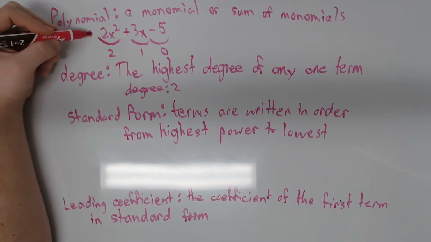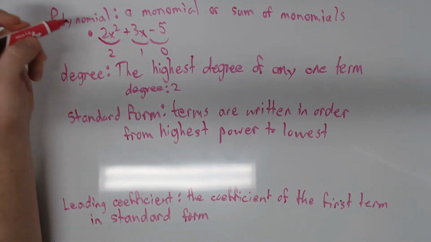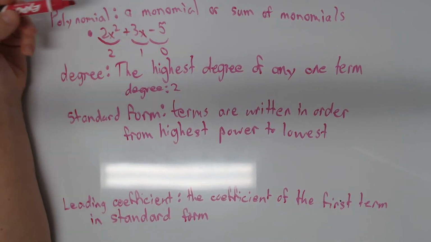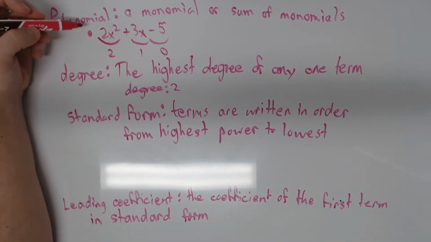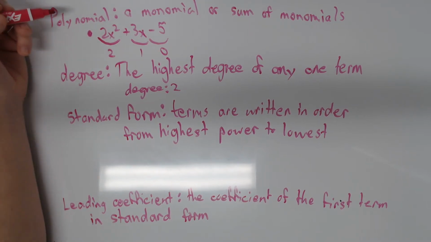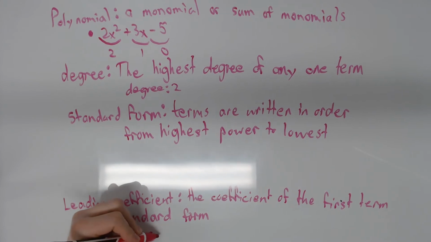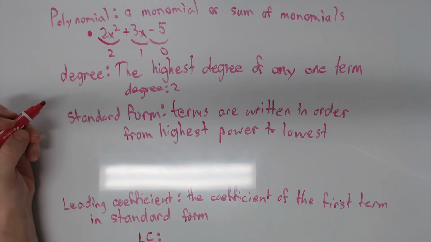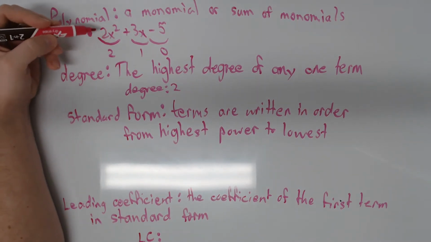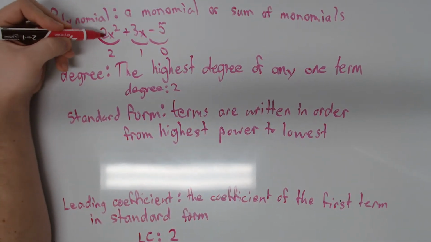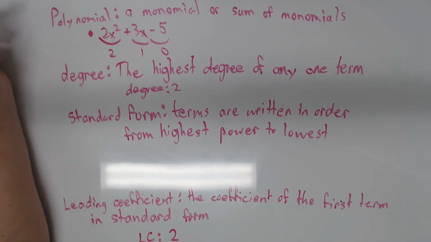Standard form, which mine's already written in, goes from highest power to lowest, highest degree term to lowest degree term, 2, 1, 0. Sometimes we call that descending order. Start big, end small. And then the lead coefficient, a lot of times I'll write as LC, is the coefficient of the first term when it's written in standard form. So the coefficient of the highest degree term. So my lead coefficient is 2, because my coefficient for my first term is 2.